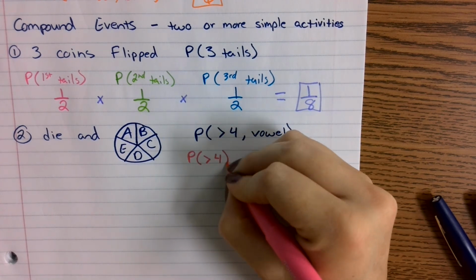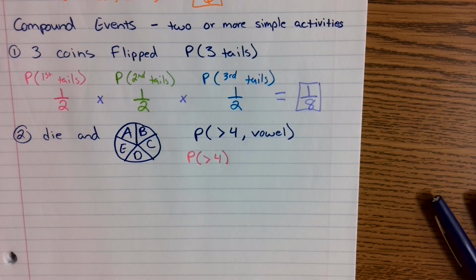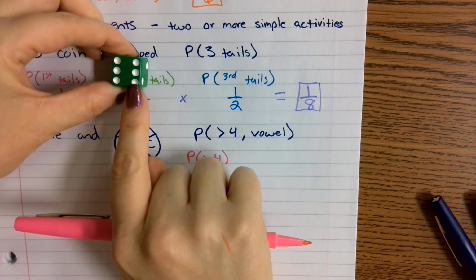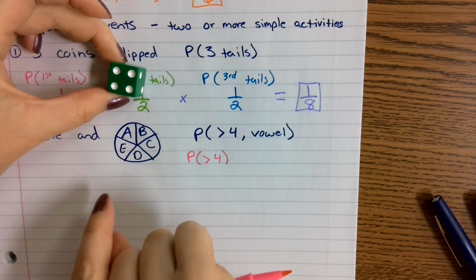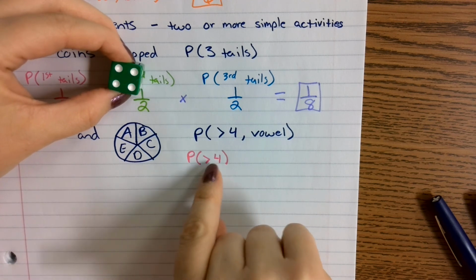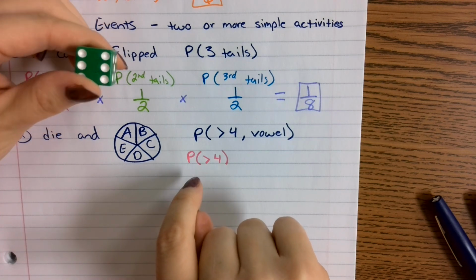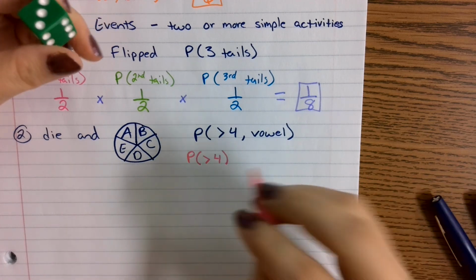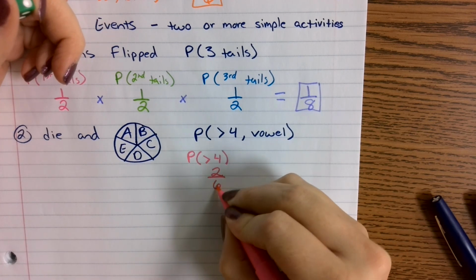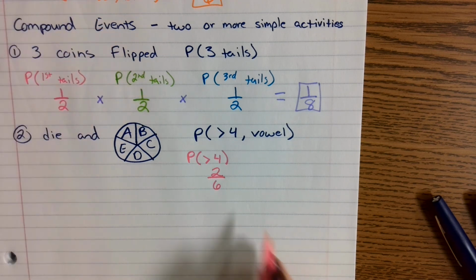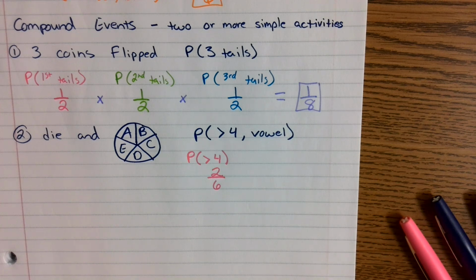The probability that the die is going to land on a number greater than 4. What is that going to be? Not 1 out of 6. Greater than 4, so that could land on a 5. It could also land on a 6, can't it? Could it land on a 4? No. It has to be greater than 4, not equal to 4. So the only ones that satisfy it are a 5 and a 6. That means you have 2 out of 6: 2 ways to get what you want out of 6 total numbers. You could simplify it now or at the end.